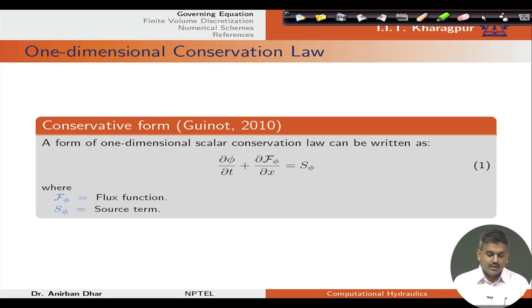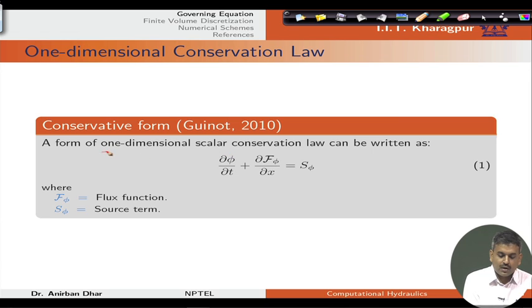We have seen this form of equation during our finite volume discretization. This is the one dimensional scalar conservation law, where phi is the general scalar variable, F phi is the flux function, and S phi is the source term.